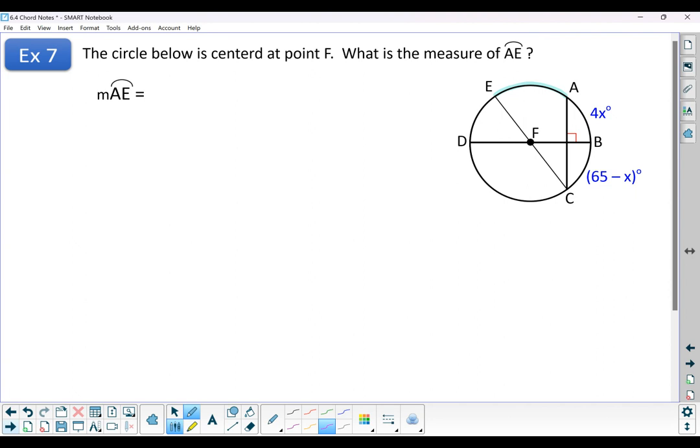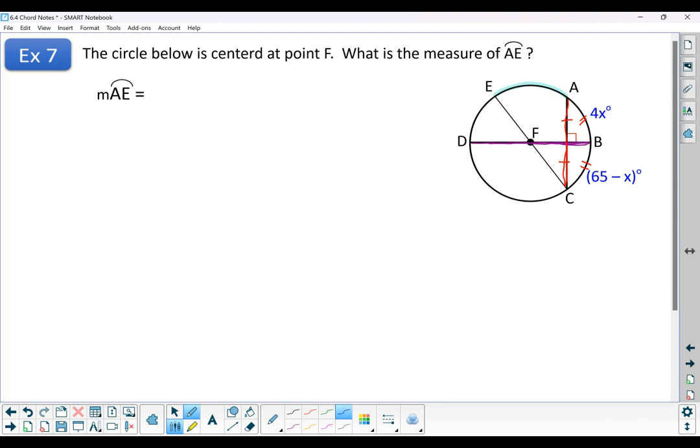All right, example 7. The circle below is centered at point F. What is the measure of arc AE, which I have shown in kind of greenish blue there? All right, so we've got a diameter. So DB is a diameter of the circle, and we have a chord that is perpendicular to the diameter. So since that's a 90-degree angle, that means that the chord and the arc are each cut in half.